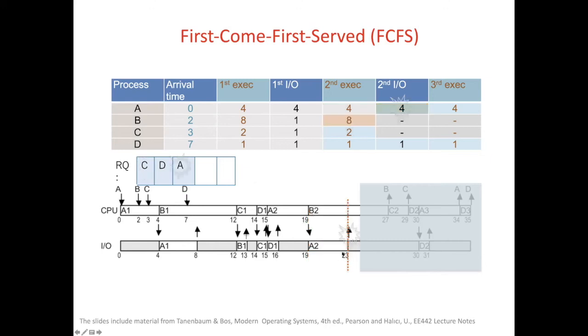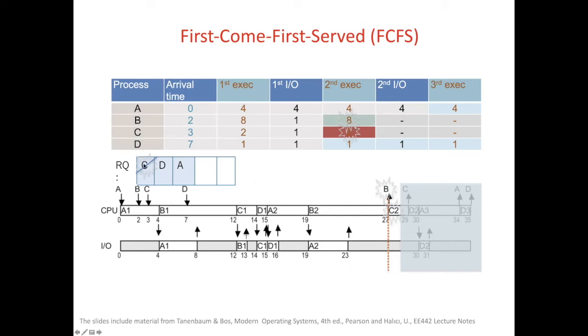At time 23, process A finishes its I/O operation and enters the ready queue once more. B continues its execution. At 27, process B finishes the second execution. And this is the last CPU burst of process B. There is no other operation after that. B terminates and leaves the system.